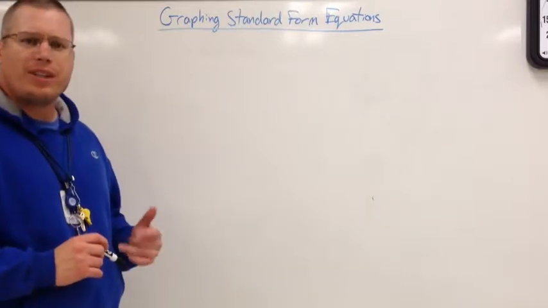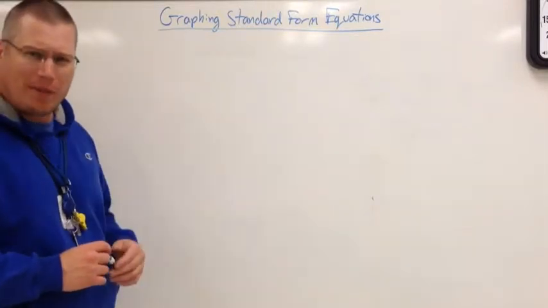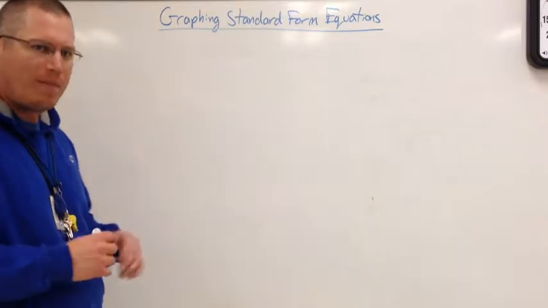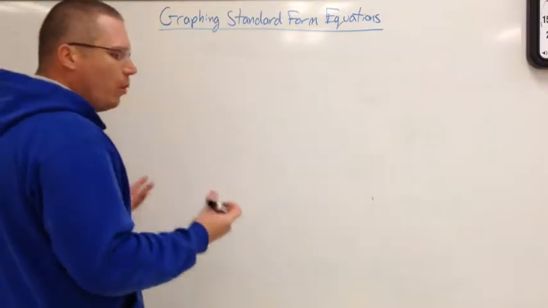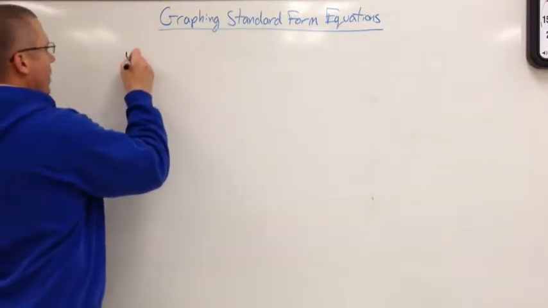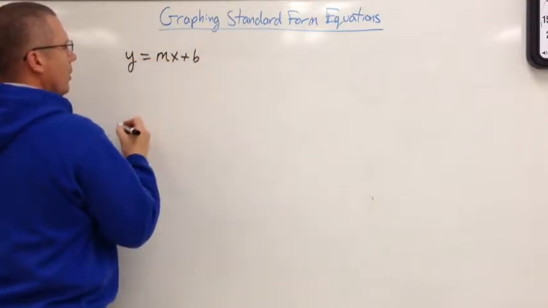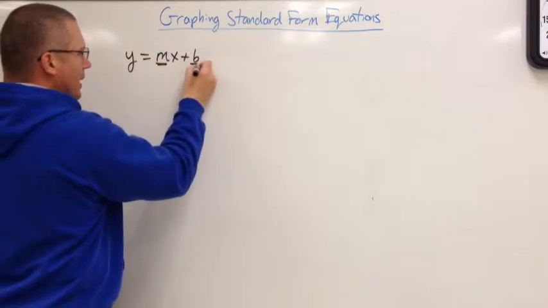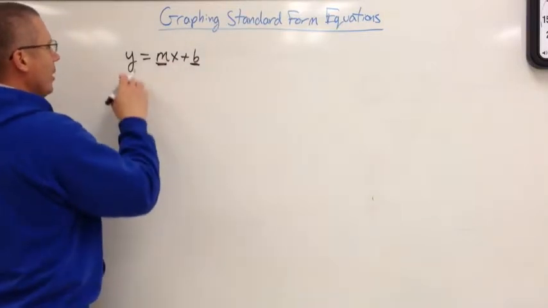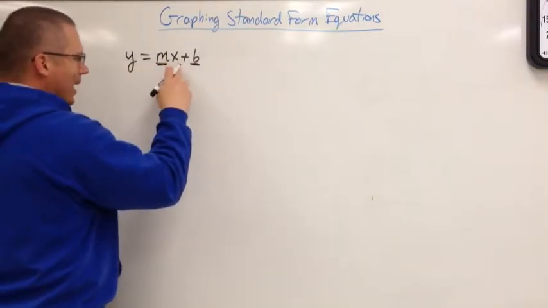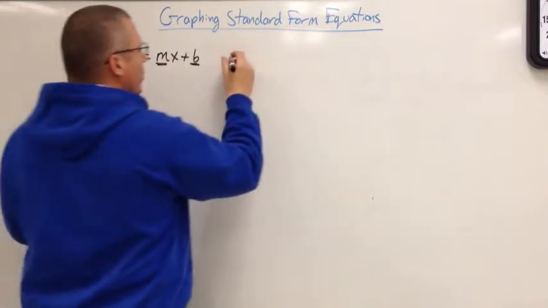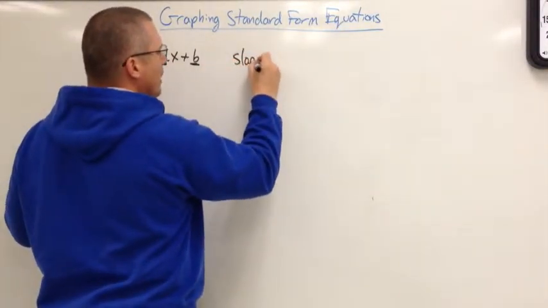In this lesson, we're going to take a look at graphing standard form equations. What we've been introduced to so far and what we've been working with have been equations that look like this: y equals mx plus b. Slope is m, the y-intercept is the b. Y equals slope times x plus b. And technically, this is called your slope-intercept form.